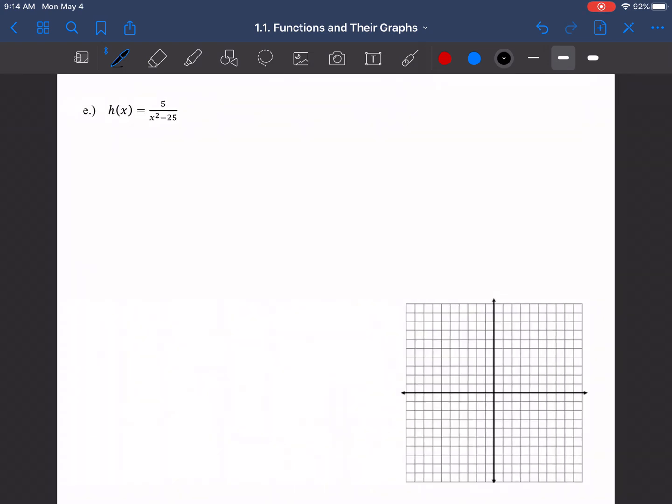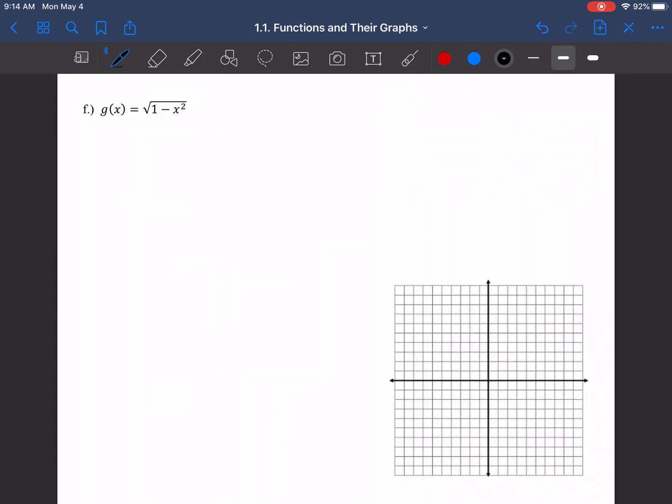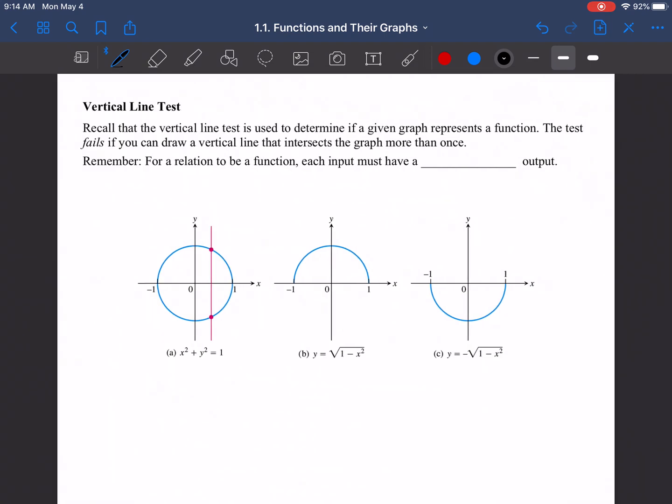Same thing with this one. I'm going to let you give that one a try, and then I'll put the completed version of it in the notes. And again, this one, yep, same sort of thing. Think circles here, or half a circle, semicircle.